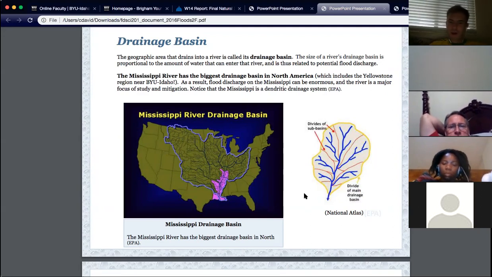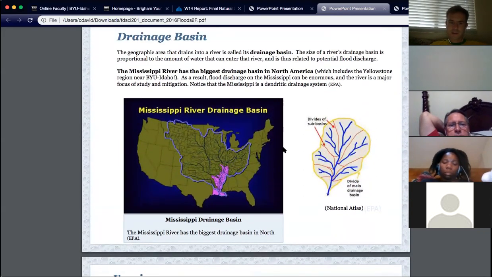And then you can subdivide it into sub-basins for the tributaries. So looking right here, let's say this is your big Mississippi or Missouri, and this would be a smaller tributary, like let's say the Iowa River. This would be the sub-basin of the Iowa River, and this would be the sub-basin of another one. Each river has its own drainage basin, and so you can break it down as far as you want.